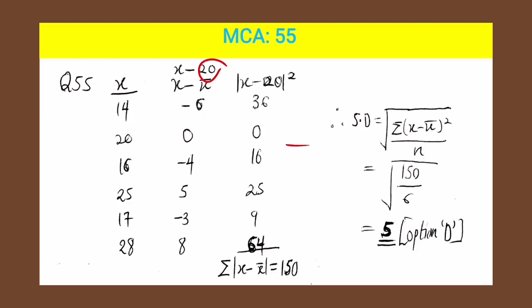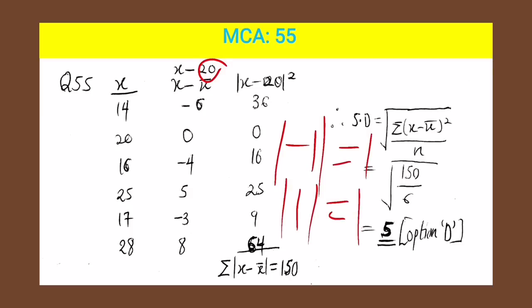If it is negative and I find the absolute, it becomes what? Positive. But if it is positive and I find the absolute, it still becomes what? Positive, and doesn't change to negative. So take note of that.